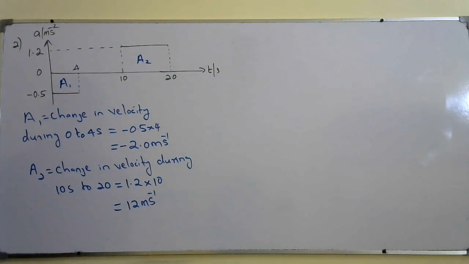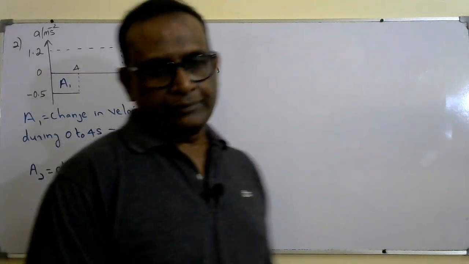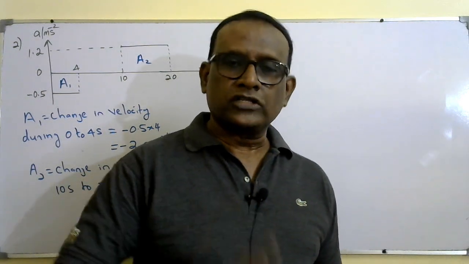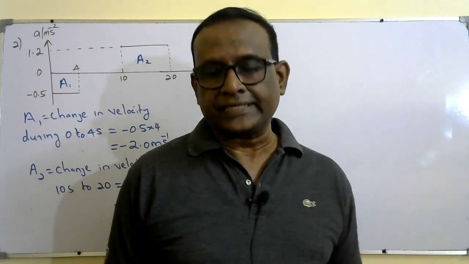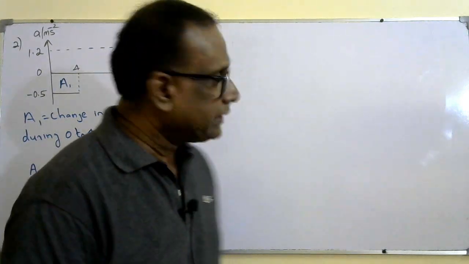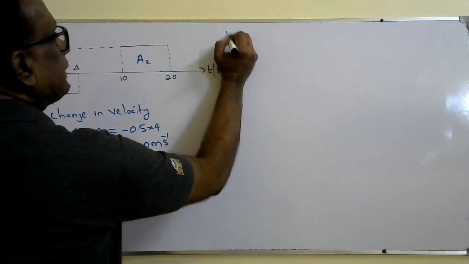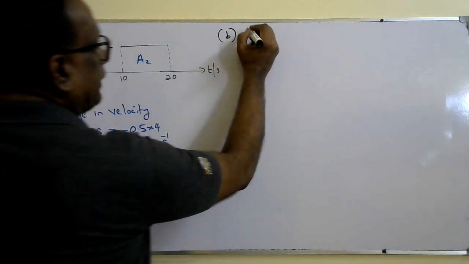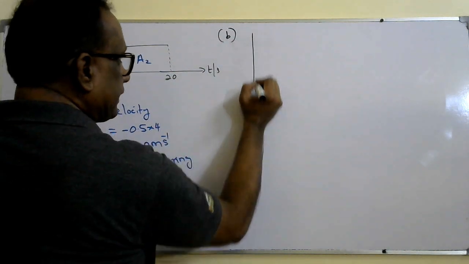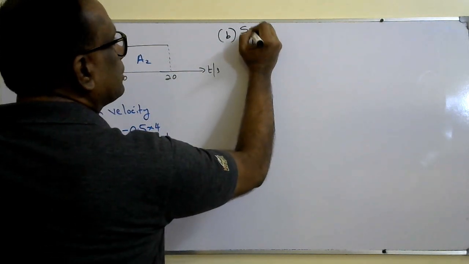So B part, they asked to sketch the speed time graph. Speed time graph is always on the positive axis. If it is a velocity time graph, it could be on the negative side also, because velocity is a vector. Speed is a scalar quantity, but anyway, they asked to sketch the speed time graph. Using the calculations we made, we'll sketch the speed time graph.